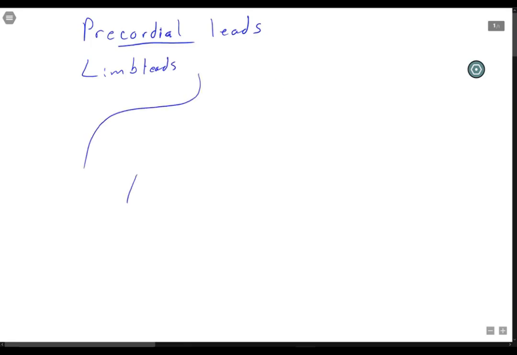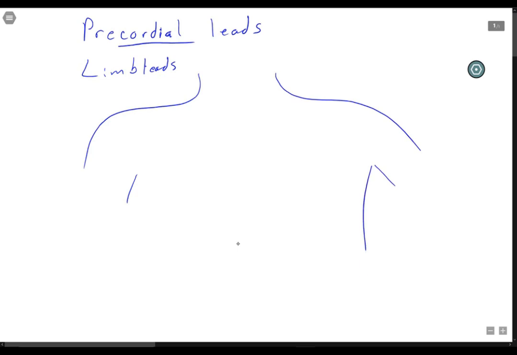Okay, in this video, we're going to look at what are called the precordial leads. Now, you'll notice the word cordial, meaning from the heart, heartfelt. So precordial basically means in front of the heart. What we've looked at to this point were the limb leads. All right, so your limb leads. And if you recall, so let's draw our person here.